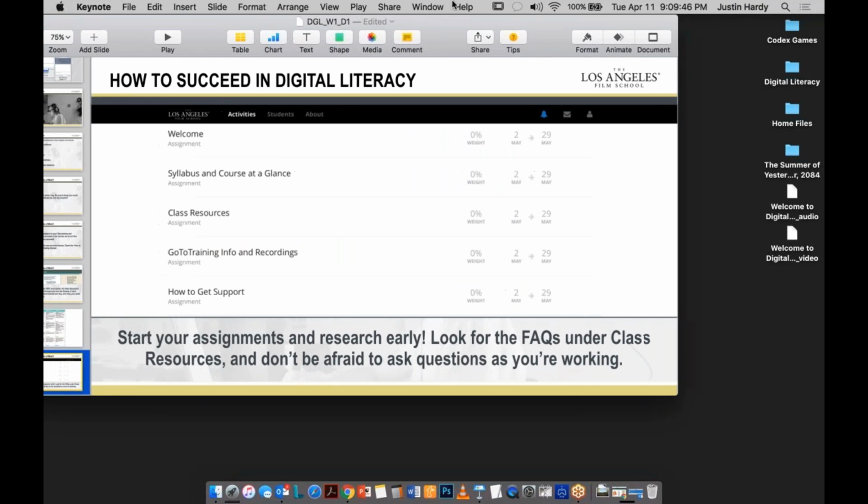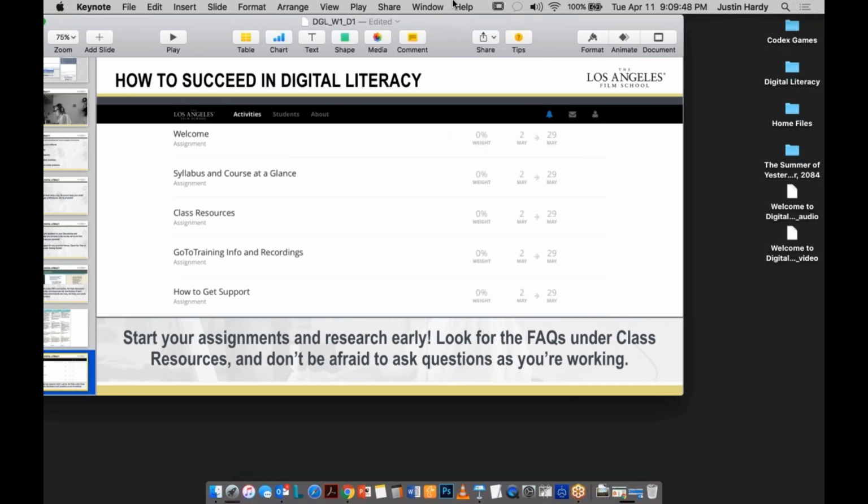Okay, here are some tips on succeeding in digital literacy. It's always really helpful to start your assignments and research early. So we like you to look for the FAQs under the class resources page, and that's going to give you a couple of hints about how to stay on top of things. And if you have any questions on how to compress your documents or anything like that, that's going to be where you can find that information. And as you're working, don't be afraid to ask any questions.